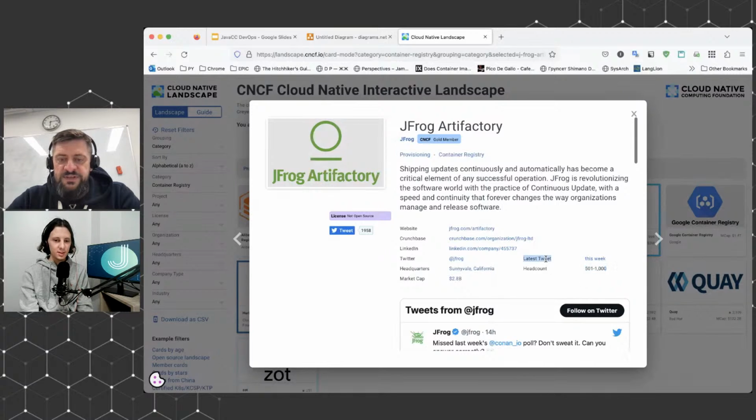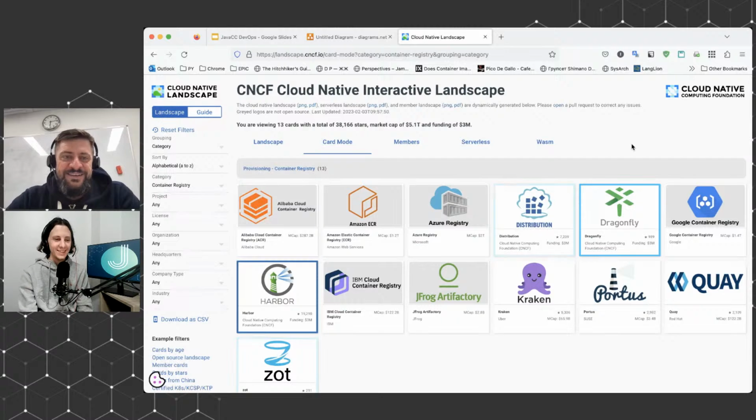Or, for example, when the last one makes a tweet. I wouldn't really rely on this, but why not? Elon Musk is quite a successful man, so why can't JFrog make tweets? Yeah, sure.